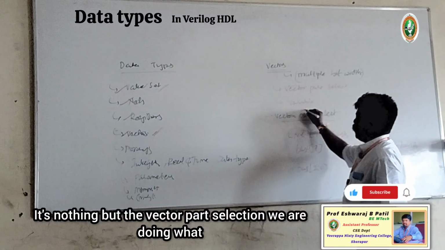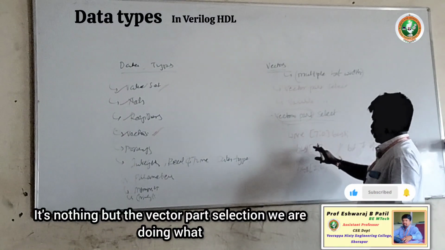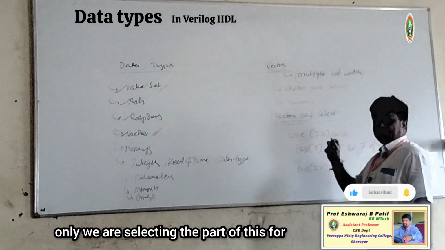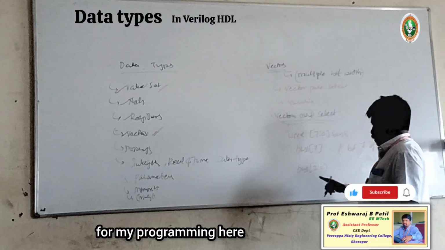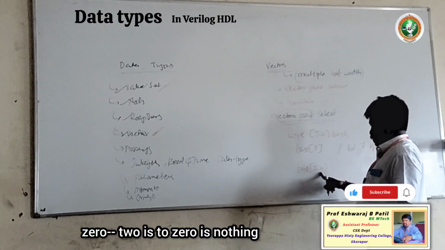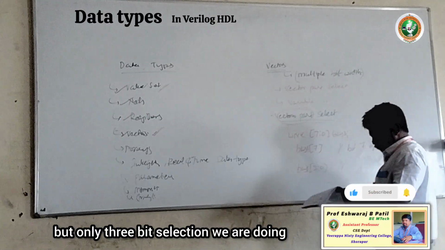It is nothing but the vector part selection we are doing. This is the complete vector, and from this vector we are selecting only a part for my programming. This is bus A vector of [2:0], which is nothing but only 3-bit selection.